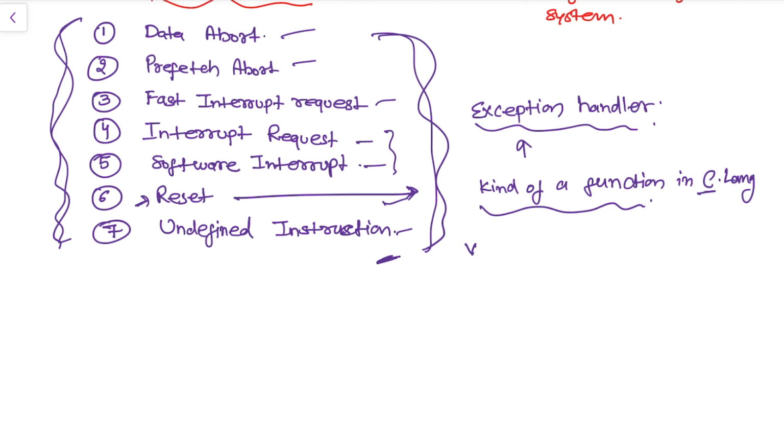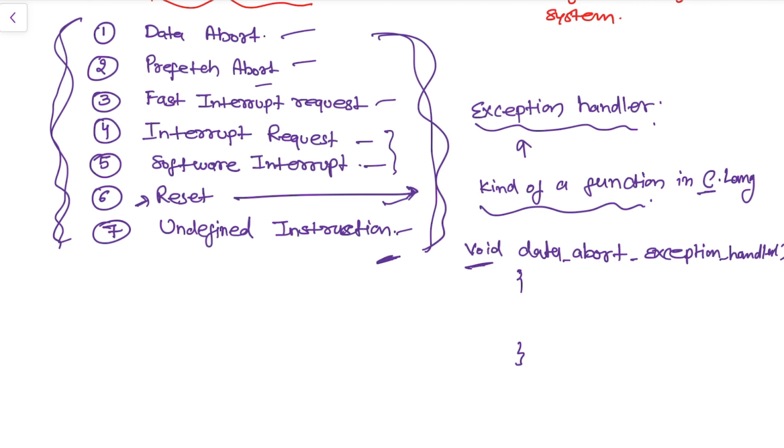You can name it, let's say, like this: data_abort_exception_handler. Then you pass the processor state, and finally you can write the function to handle this data abort exception. Similarly, you can write a function for the undefined instruction, the pre-fetch abort, etc.